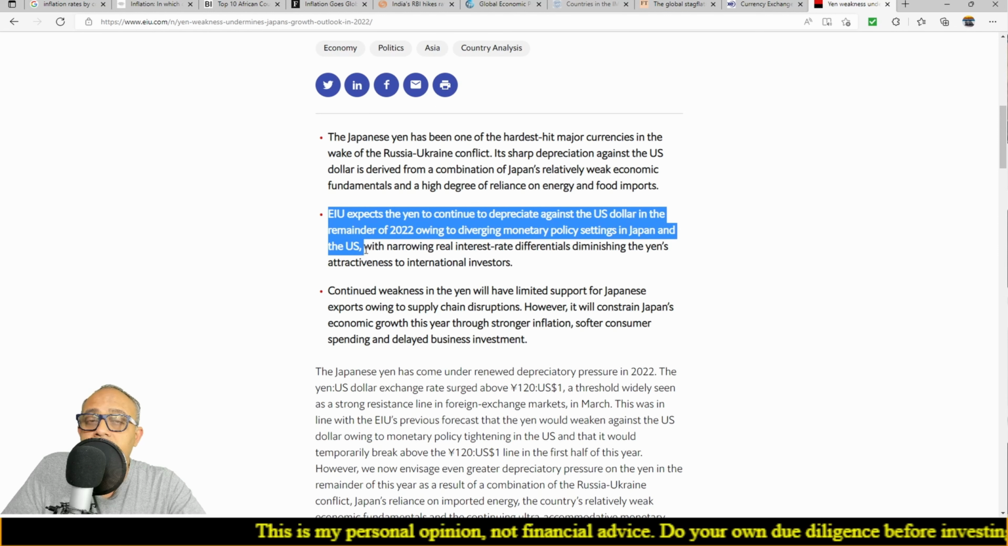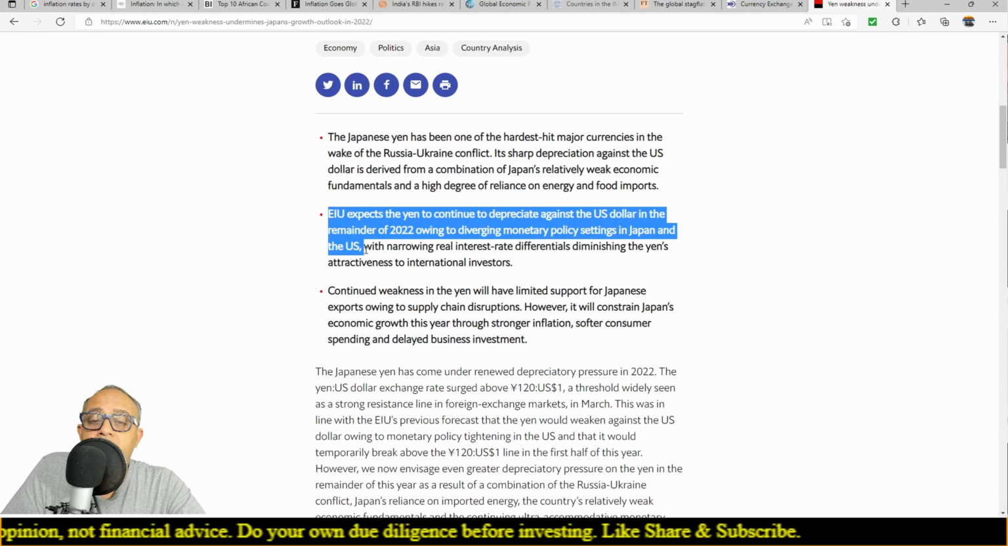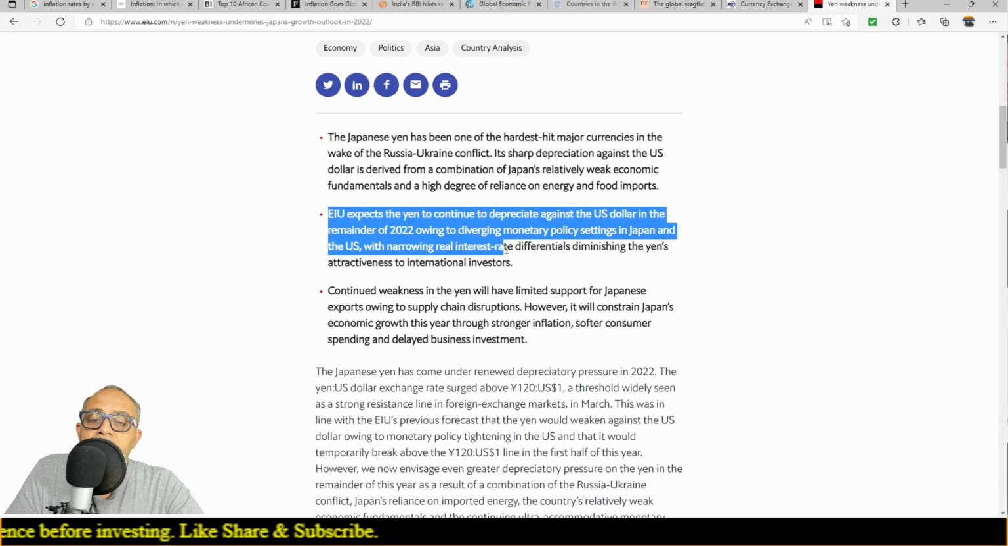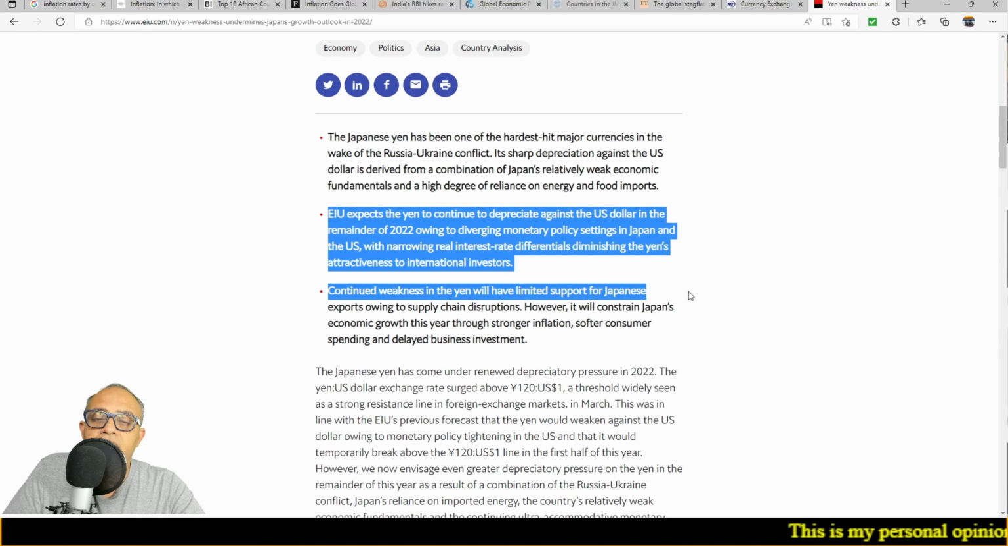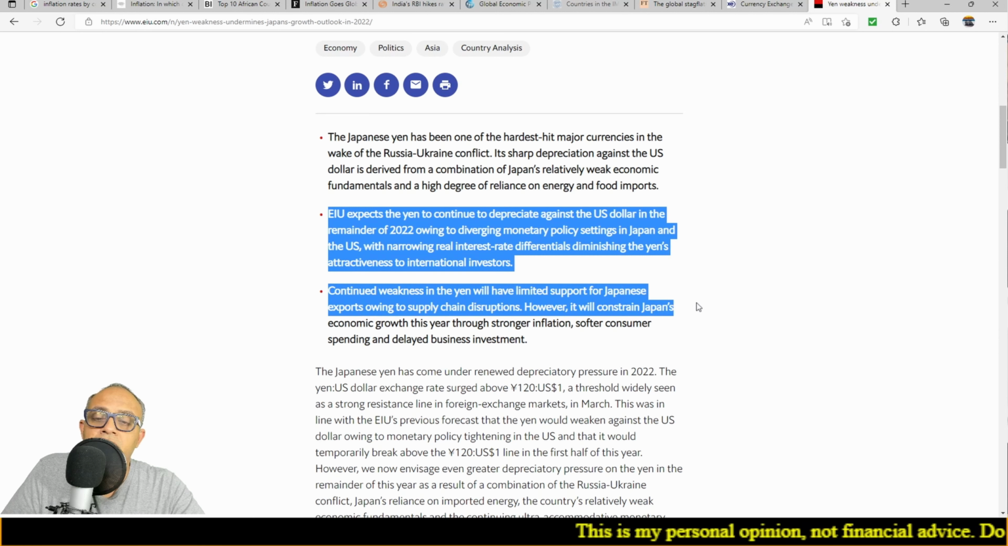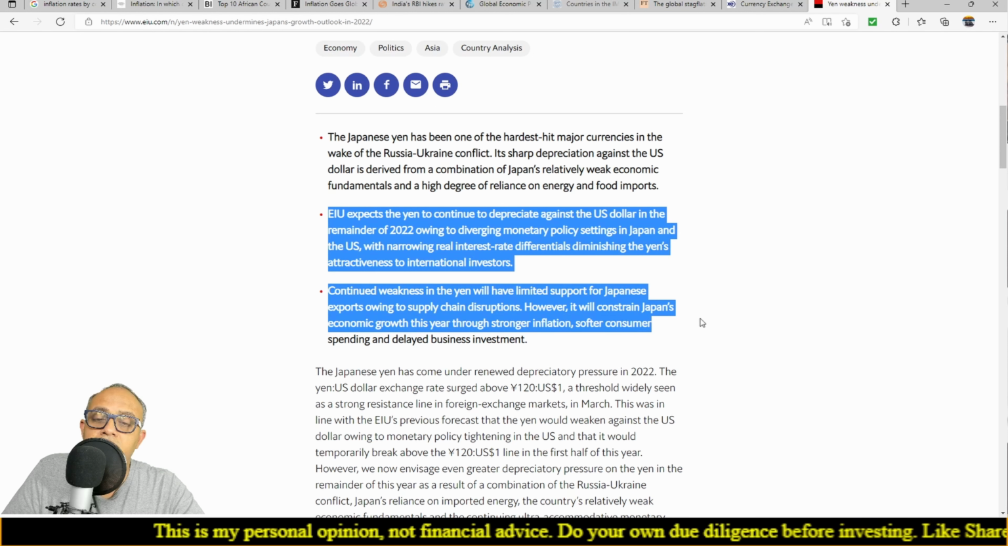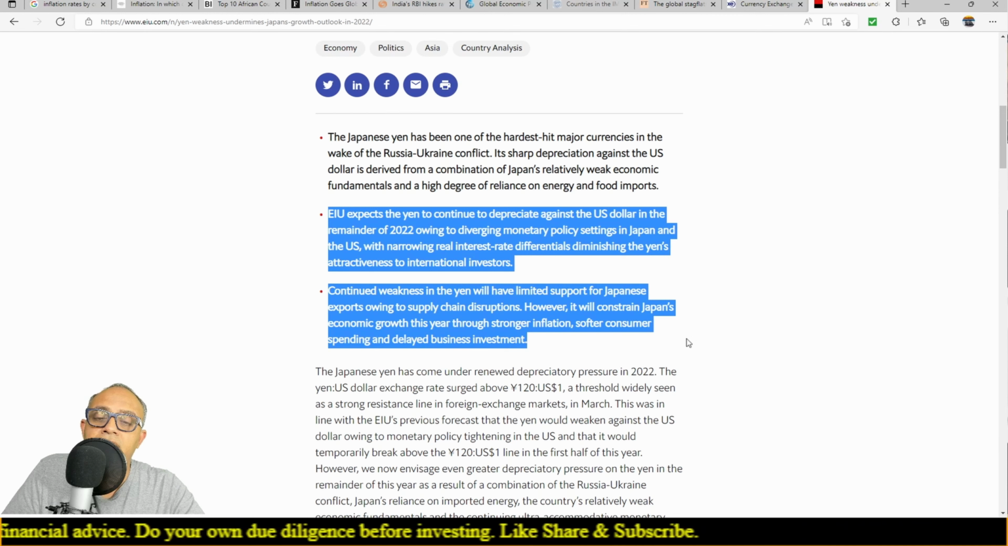So US is facing a problem with inflation and Japan is facing a problem with deflation. So they have got very diverging monetary policy requirements, with narrowing real interest rate differentials diminishing the yen's attractiveness to international investors. Continued weakness in the yen will have limited support for Japanese exports owing to supply chain disruptions. However, it will constrain Japan's economic growth this year through stronger inflation and softer consumer spending and delayed business investments. Well, let me unpack this for us.